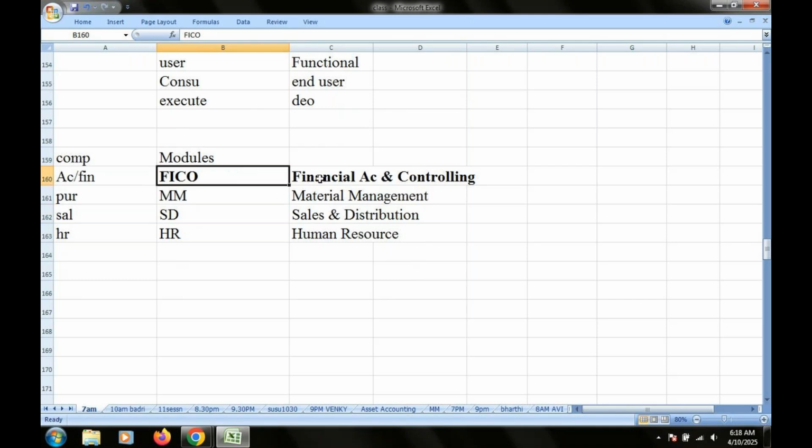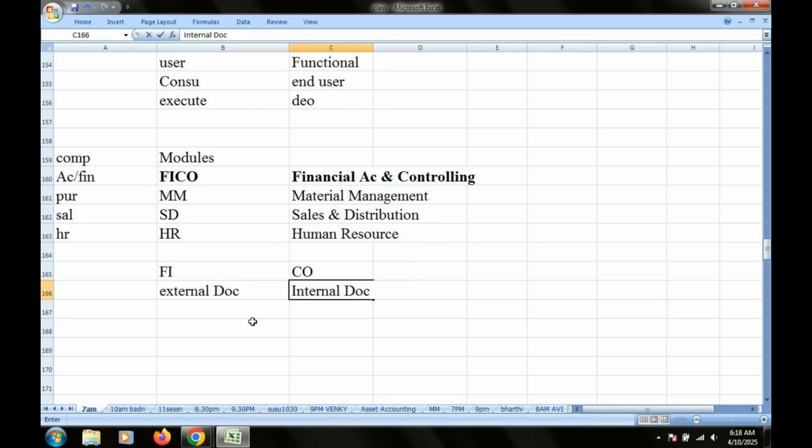FICO stands for Financial Accounting and Controlling. Actually, financial is a separate task and controlling is a separate task. Why am I saying financial is a separate task and controlling is a separate task? Financial is totally external documents. Controlling is internal documents. So what is the difference between external documents and internal documents?